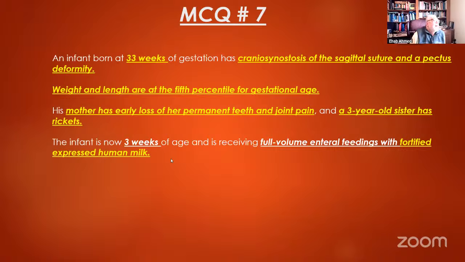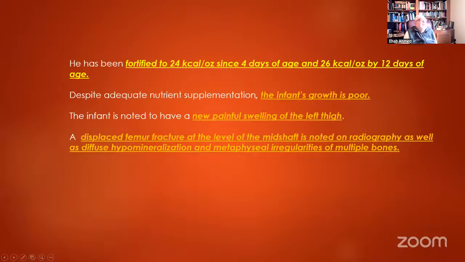The infant is now 3 weeks of age and receiving full volume enteral feeding. So he's getting adequate feeds, fortified expressed human breast milk. So nutritionally, the baby is getting a good amount of feeds, well fortified. It is fortified to 24 calories and then to 26 calories by day 12 of age. However, the infant's growth is still poor. So intrauterine and extrauterine growth is poor.